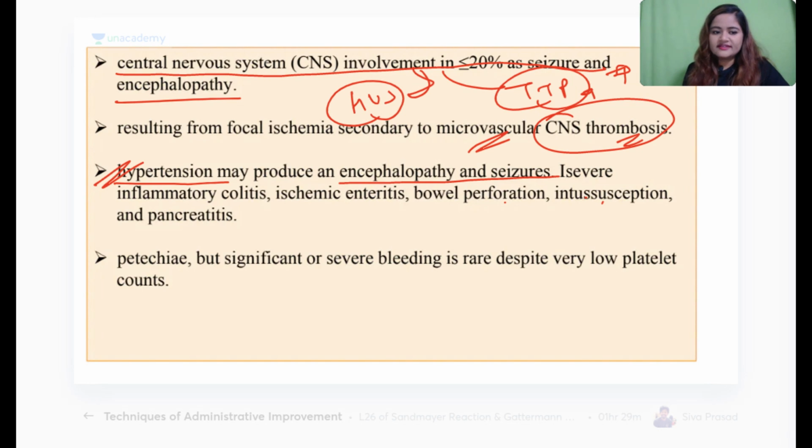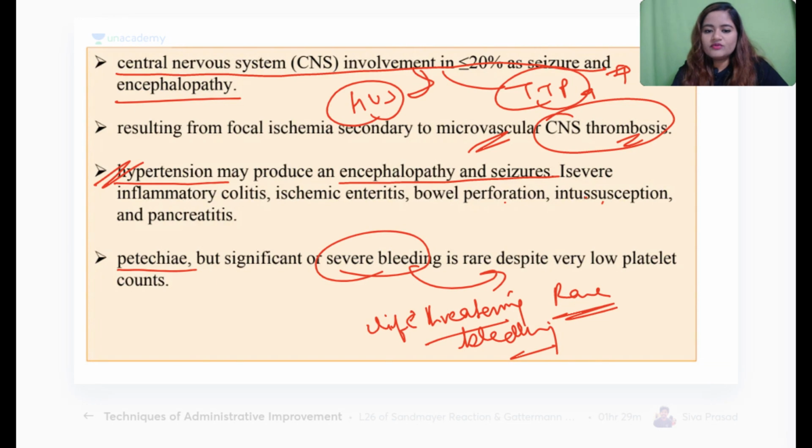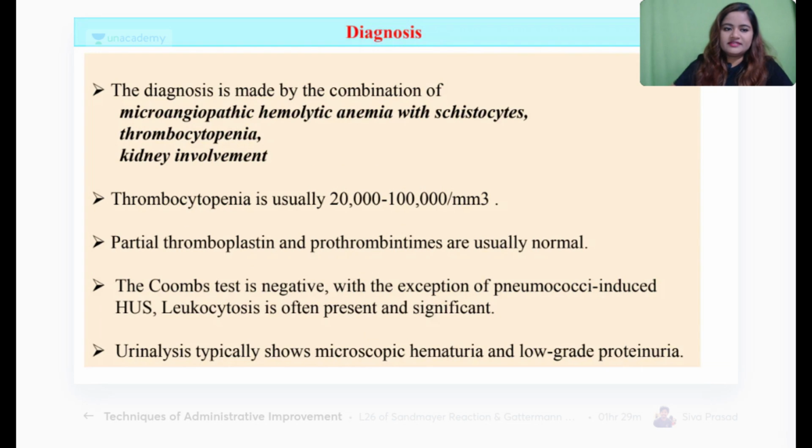Now platelet count is very low, but petechiae can be present. But severe bleeding due to low platelet count is rare. So HUS में कभी भी life-threatening bleeding नहीं होती. The only manifestation that we get is petechiae formation. ठीक है? However, platelet count can fall very very drastically, but we don't find any episode of life-threatening bleeds.